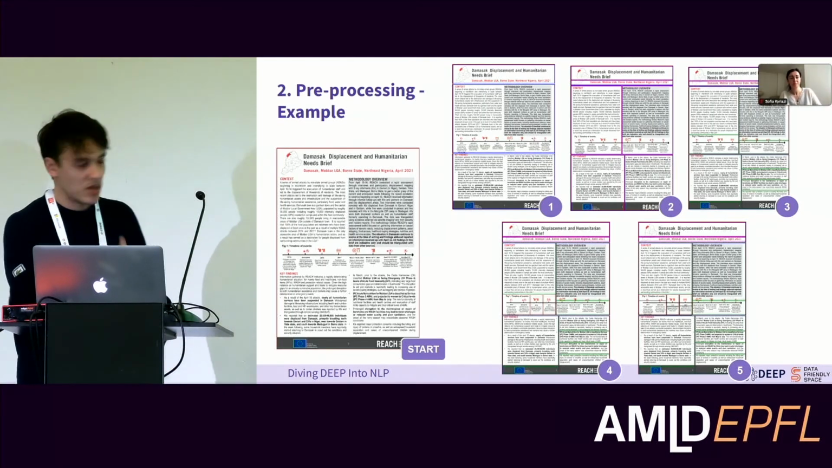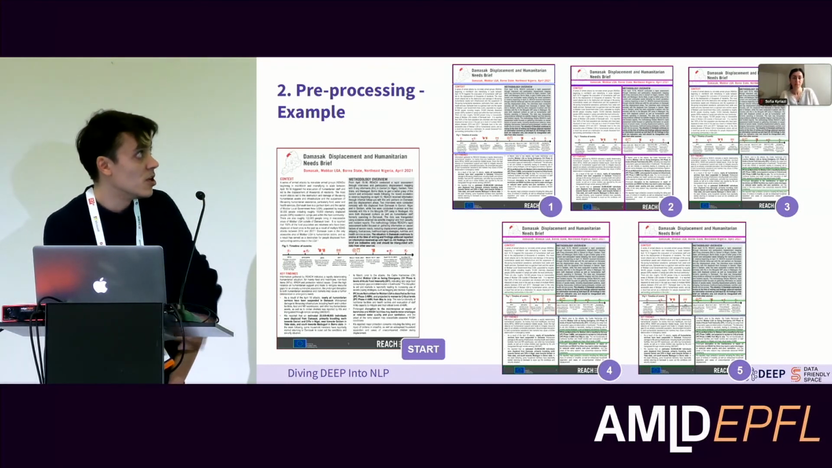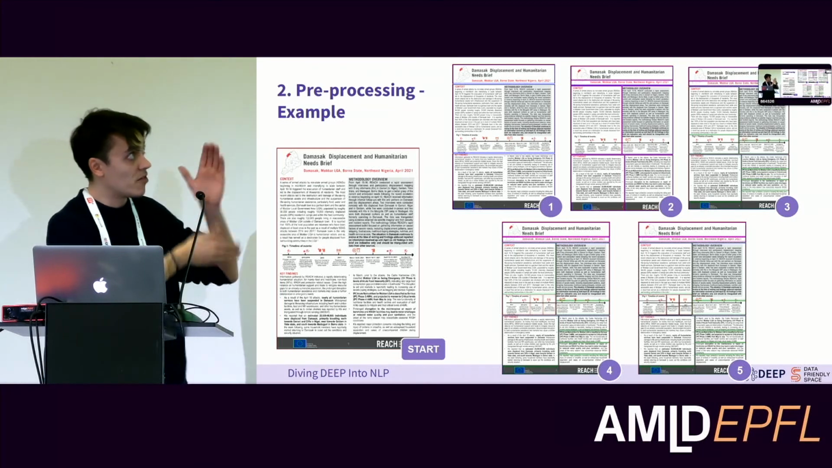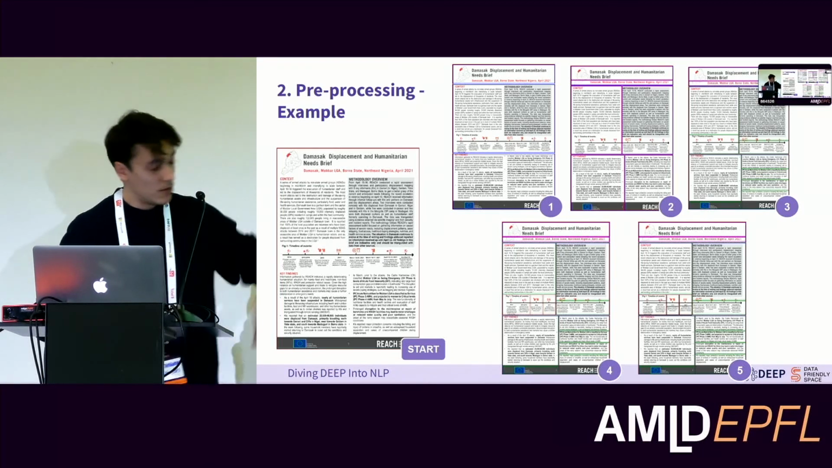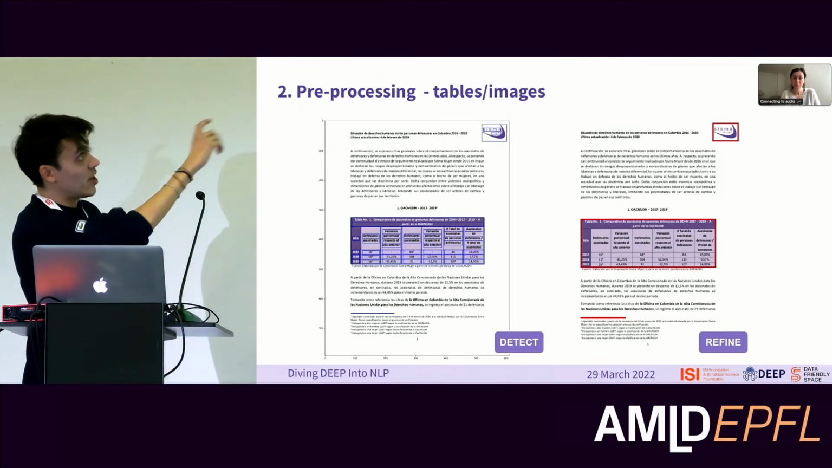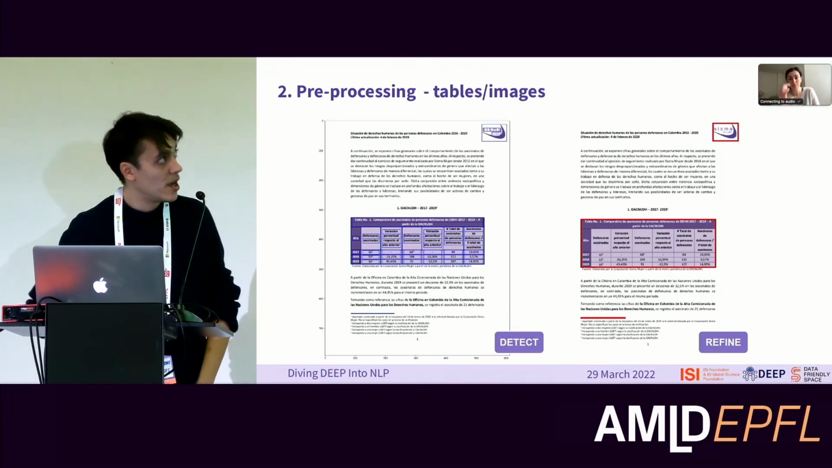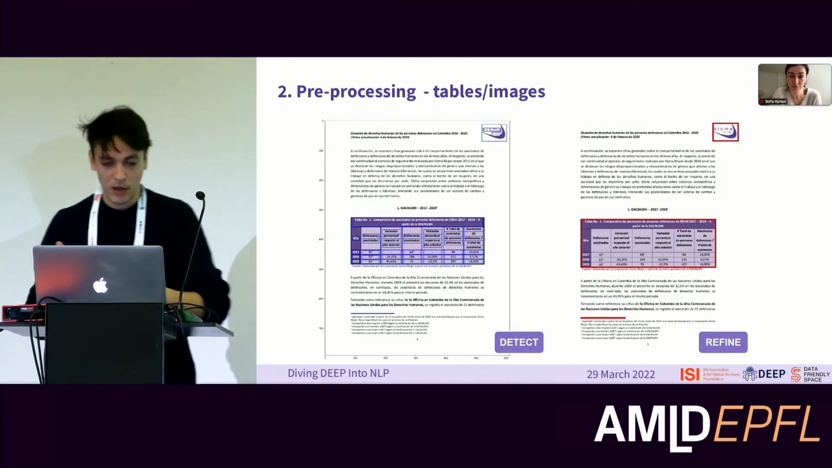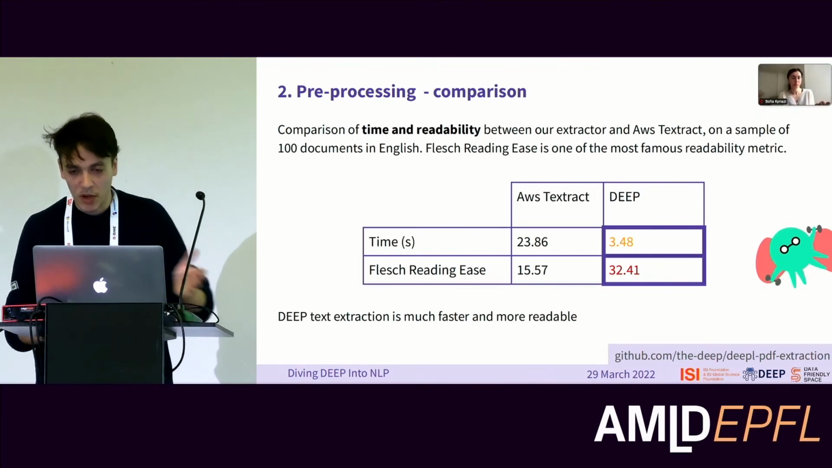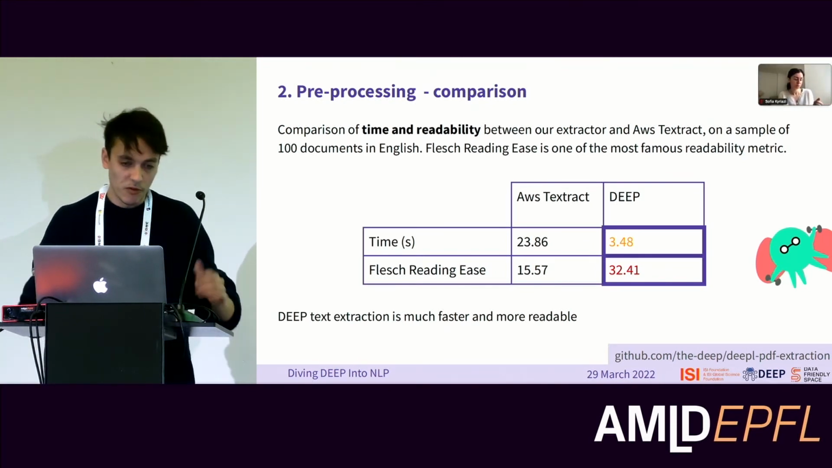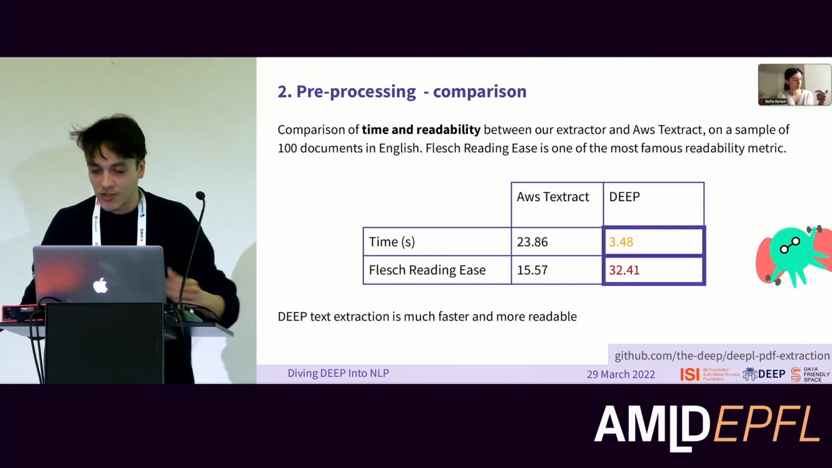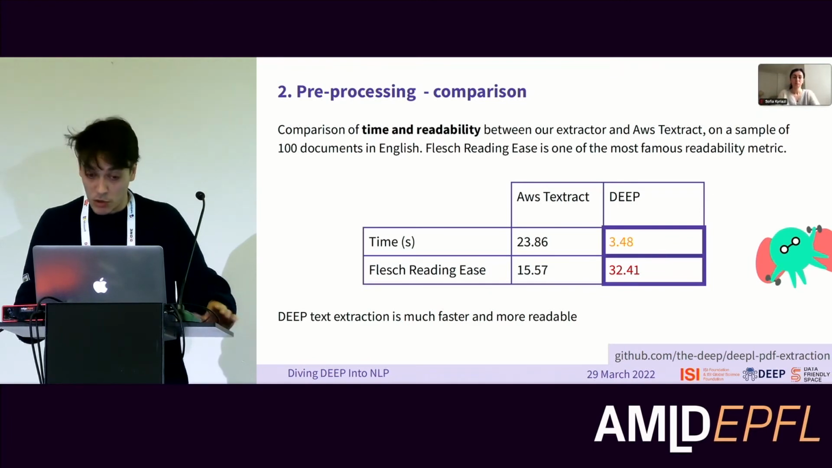Here are some examples. It's not the main goal of this presentation to show the details, but it's a recursive algorithm that also recognizes and takes into account the graphical separation of the text and the relation, and here another example, and also the detection of the tables and the graphical images, and then it refines the detection, and so we can also structure this data in a second part and separate the text inside the tables from the main one. Here a little comparison with a very famous tool, AWS Textract, using 100 documents in English, and here we can see that our tool, for our purpose and our kind of data, is much faster and also more readable.